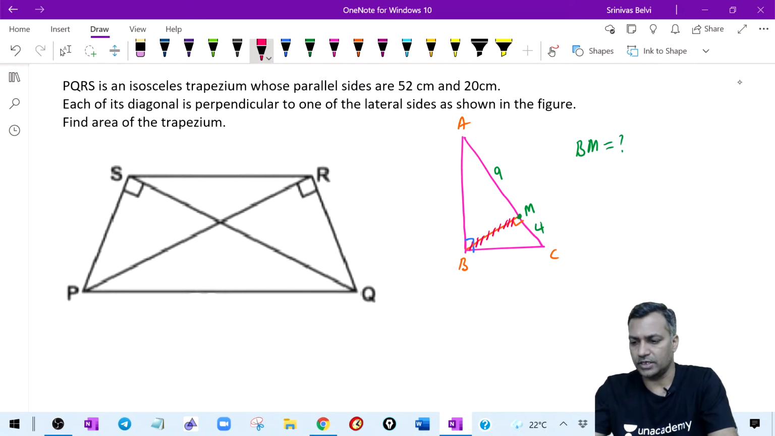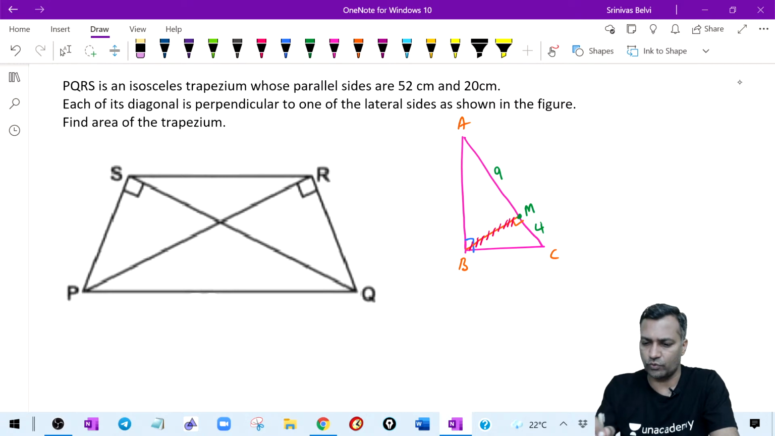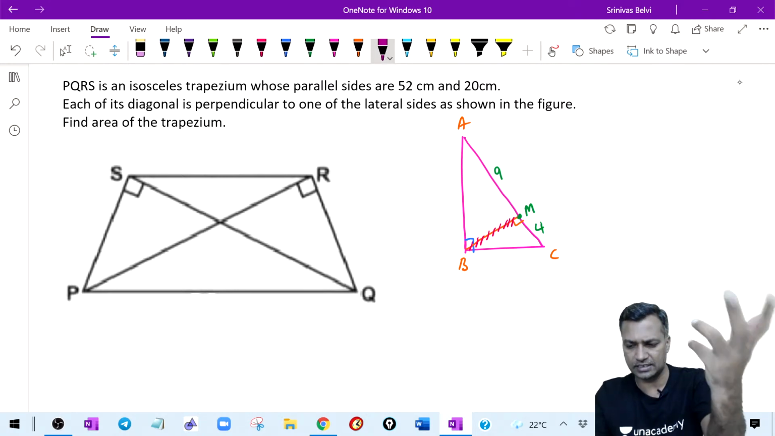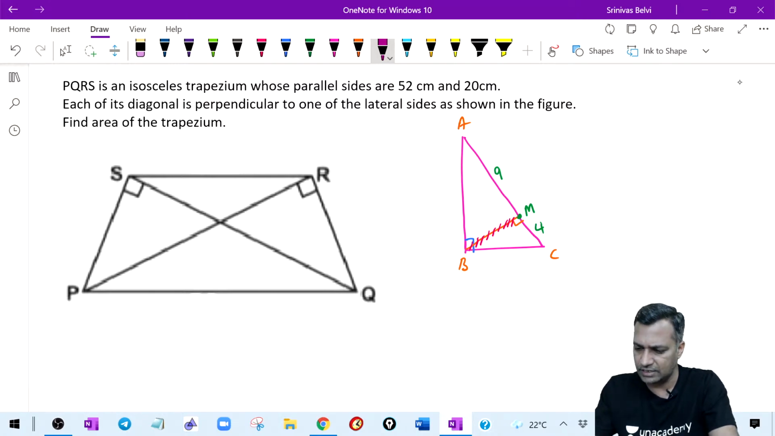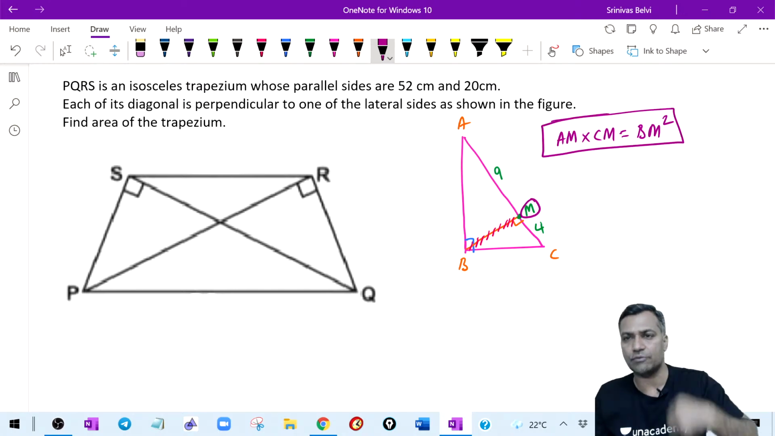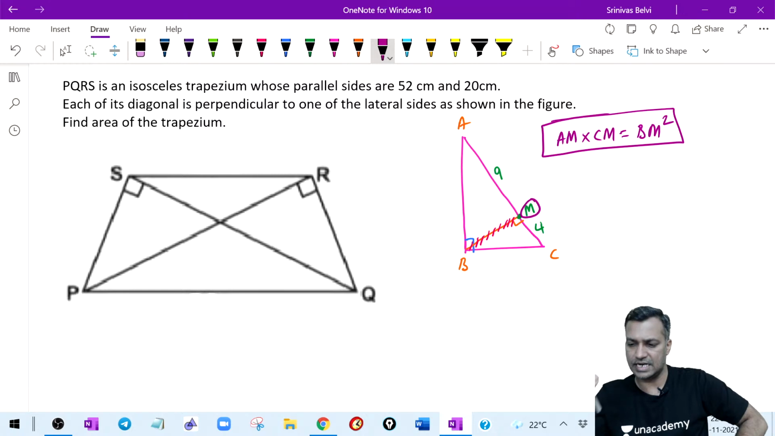Okay, so we discussed this. If I'm not wrong, we discussed this while covering right angles. I already made it a point. I said AM into CM is equal to BM square. Using the similarity of triangles, we can arrive at this: AM into CM is nothing but BM square.